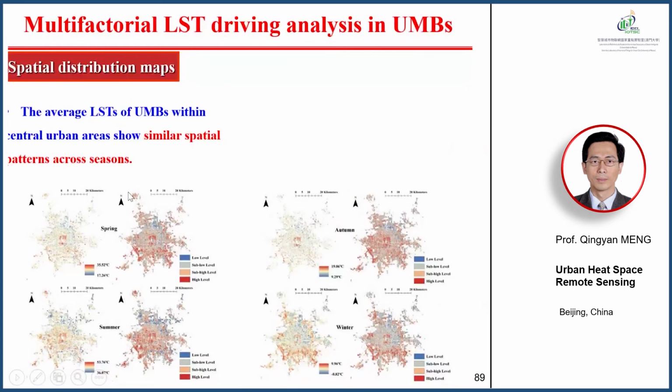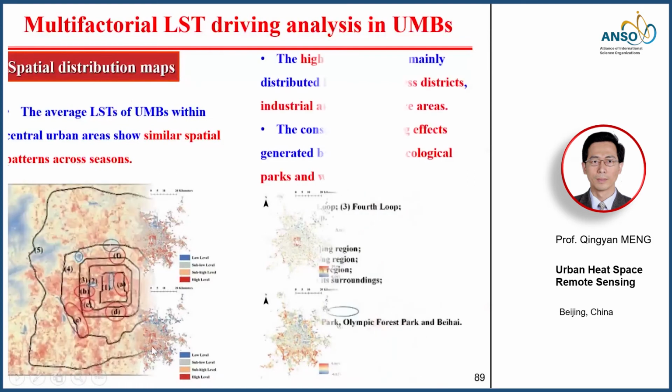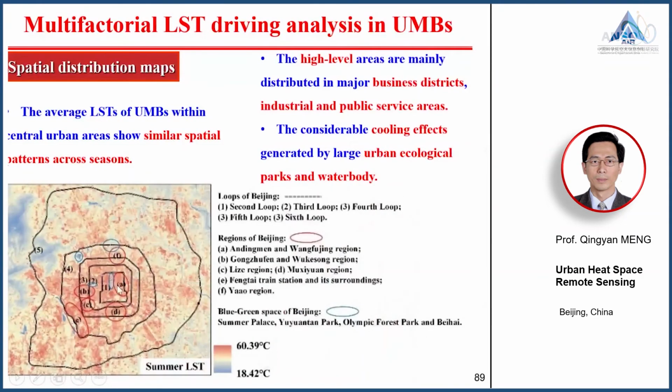And the average LSTs of UMBs within the central urban area show a similar spatial pattern across the different seasons, you see. And also the high level areas are mainly distributed in the main business district, industrial and public services, and a considerable cooling effect is generated by large urban ecological patches and the water bodies, you can see. And this is very hot, this is cool, and so on. And we study it finer and finer.